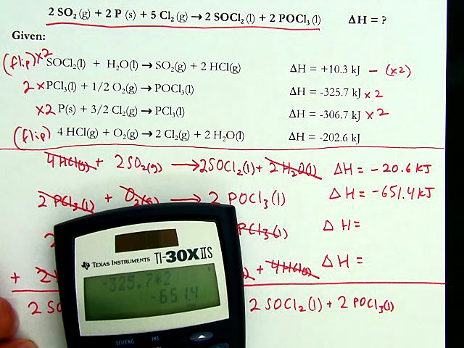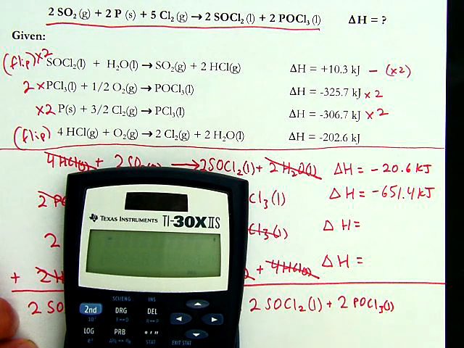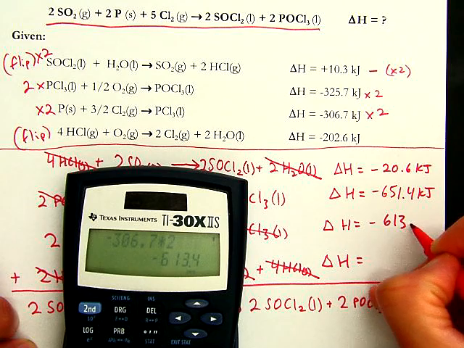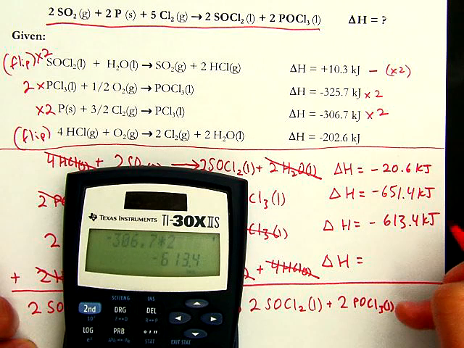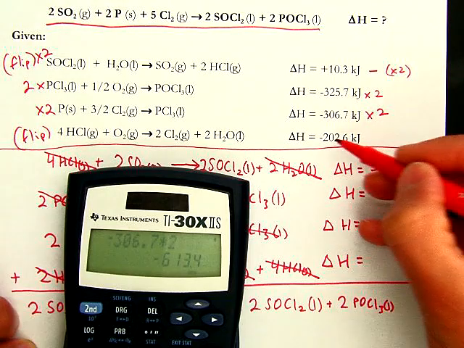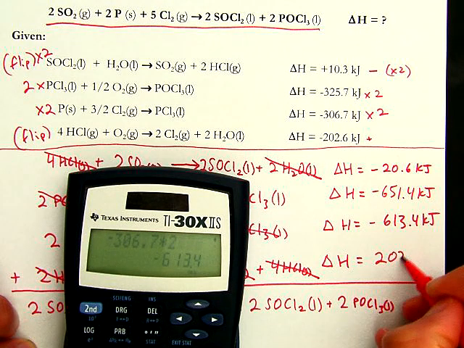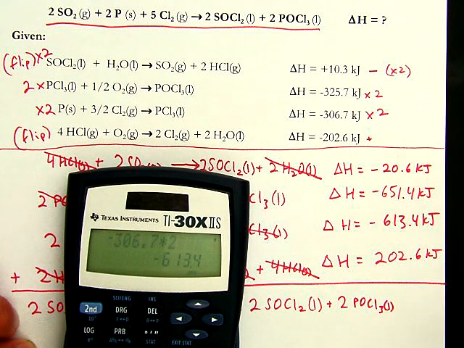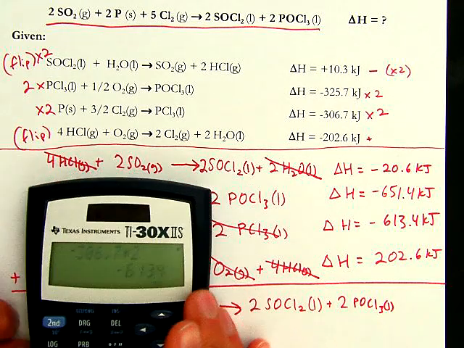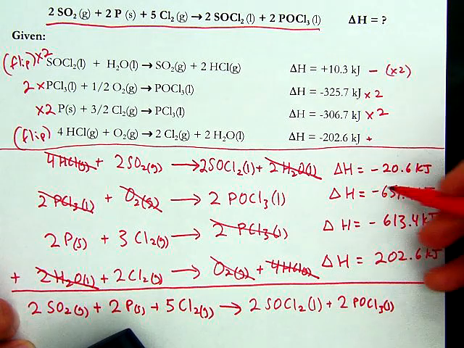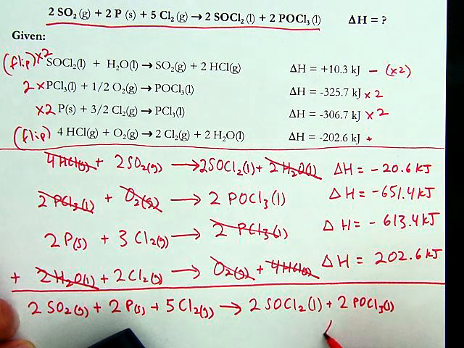This equation gets multiplied by 2, so this is just times 2. So if we take minus 306.7 times 2, I get minus 613.4 kilojoules. And then this final equation we just flip, so that means that the sign becomes positive, so that's positive 202.6 kilojoules. Okay. Now, Hess's law says if we can add these equations together to get this one, then we can add these H's together to get delta H for this equation, which is the ultimate goal.